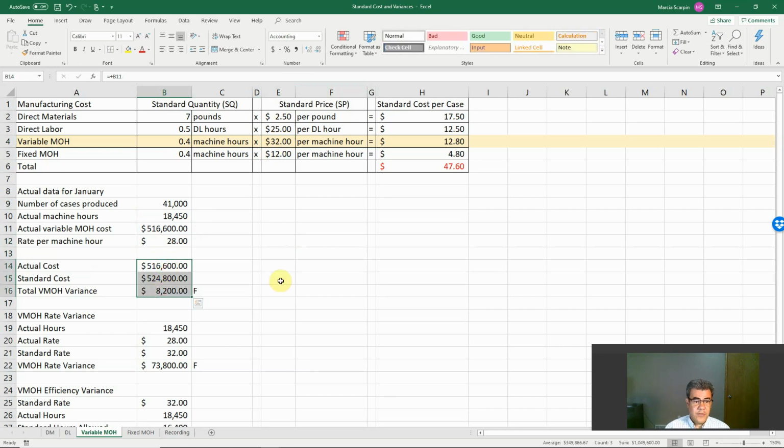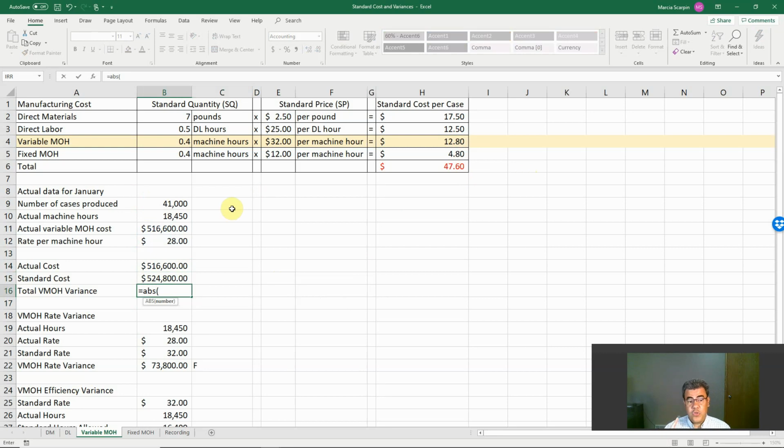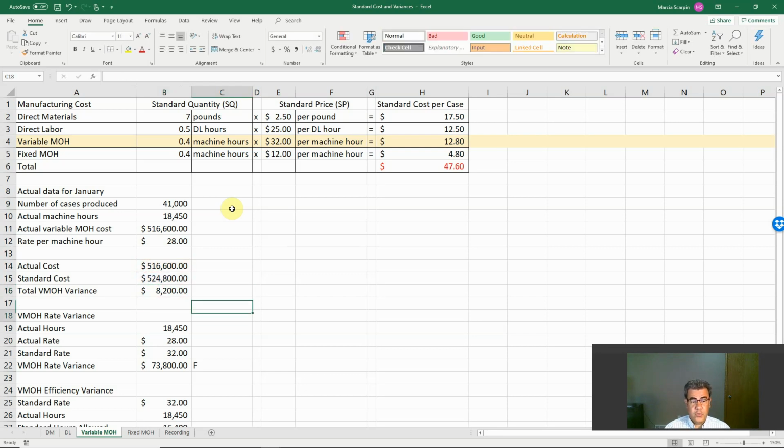And how do we do that? How much are our actual costs? Actual costs, 516. Standard cost, total standard cost times number of units, 524. So our total variance is absolute. We don't work with positive and negative numbers when we talk about standard cost. It's favorable or unfavorable. So the absolute number is standard less actual or actual less standard. Doesn't matter because we are working with absolute numbers.